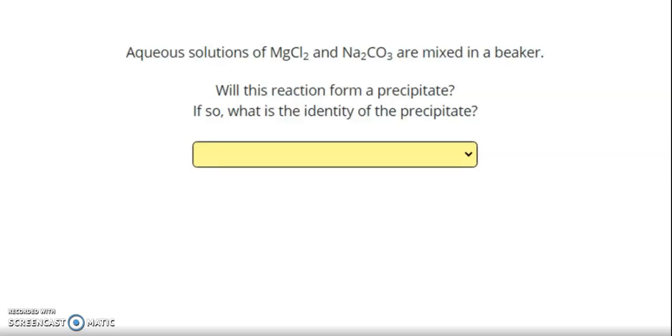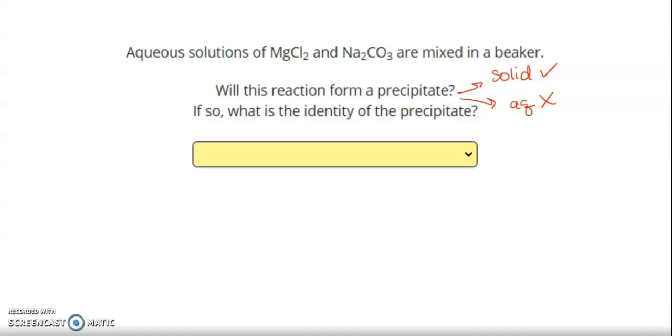This video is about precipitation reactions. So we have two substances, aqueous solutions of MgCl2 and Na2CO3, and we're going to mix those in a beaker. Then we're going to figure out, will this reaction form a precipitate? If so, then one of the products is going to be a solid, and we'll figure out the identity of it. If both of the products are aqueous, then there will be no precipitate.